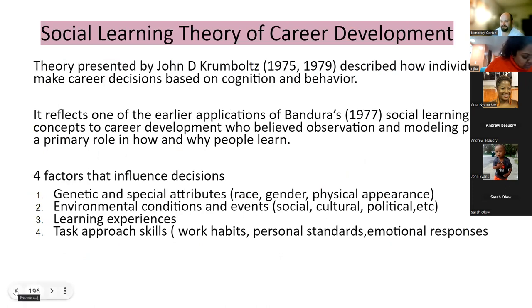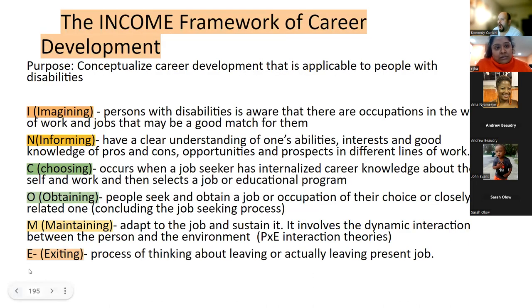So basically, like I said, people with disabilities become aware that there are occupations. It helps them understand their abilities, choosing jobs, and sustaining them. I hope I'm explaining it correctly. It's like a step-by-step process on how you can be aware of yourself as a person, get to know what interests you, and what prospects you would be interested in terms of employment and occupations. So this is a framework that some counselors may use with their clients. Next slide.